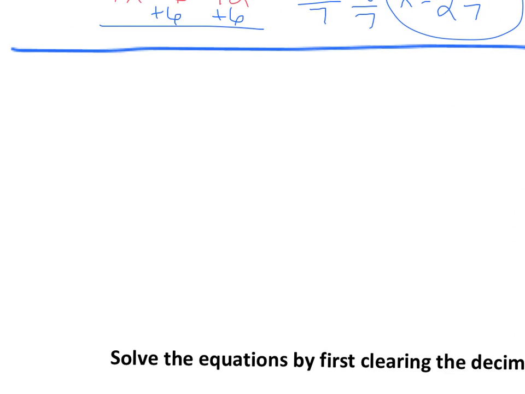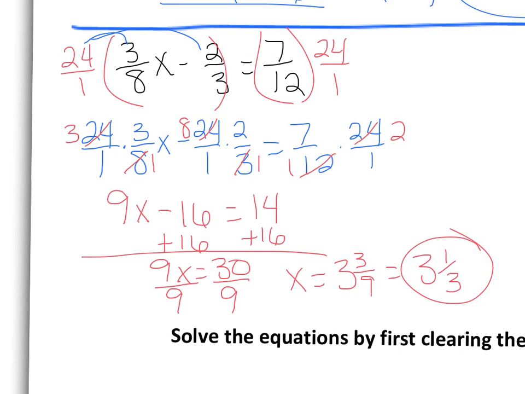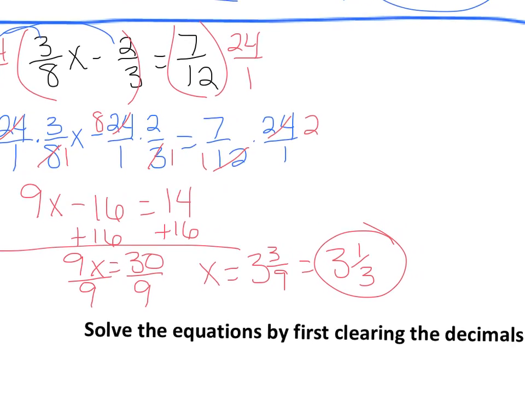I want you guys to try 3/8 x minus 2/3 equals 7/12. So start by finding the least common multiple of 8, 3, and 12. Multiply both sides of the equation by that number, and then simplify from there. I ended up with an answer of 3 1/3, so go ahead and check your answer. If you did not quite get that answer, look back and see how your work differs from mine.